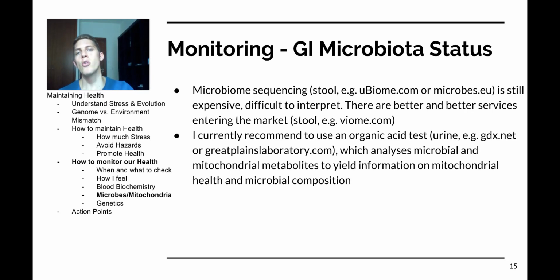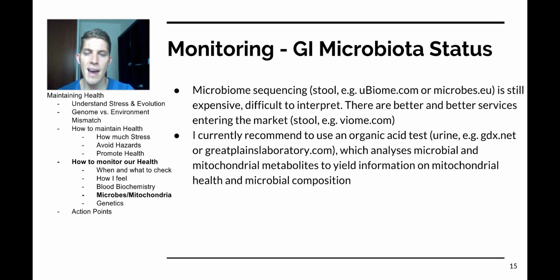So monitoring the GI microbiota is still a relatively new thing. It is a very active area, with more and more services coming out and a lot of research going on, and it is possible to sequence the entire microbial DNA, the microbiome. This, however, is still quite expensive and gives results which are difficult to interpret, and it's difficult to formulate clinically relevant therapies from it. So instead, today I would still recommend a urine organic acid test.